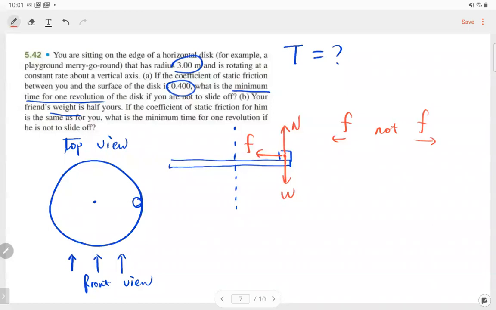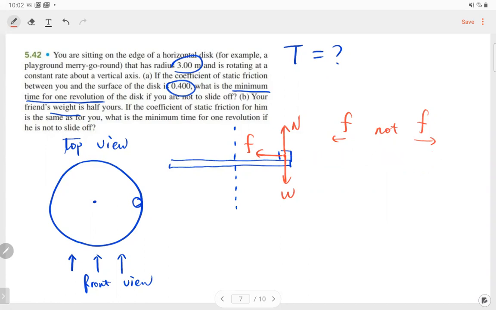Anybody has an idea? Is it because if it slides off, it's going to go to the right? If the person is in a circular motion, the tendency for the person is to slide out. This is a tendency to slide off. So if we want to block the sliding, then we need a force to prevent the slide. So the force should go into the center.